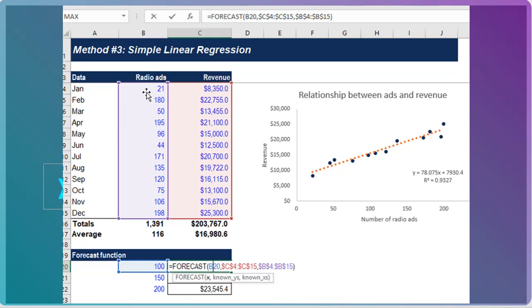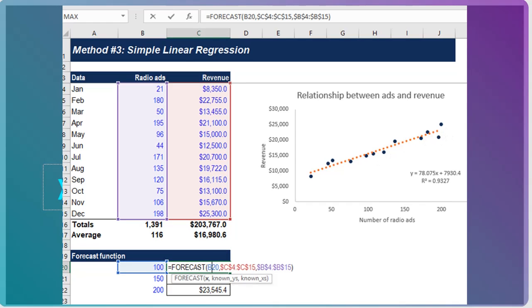Okay, if you notice, the revenue is in consonance with the number of radio advertisements. The more radio ads they make, the higher the revenue gets, and that is also reflected on the graph. Okay, there's an upward direction. So the company can now predict that if they advertise this much, they'll get this much revenue.